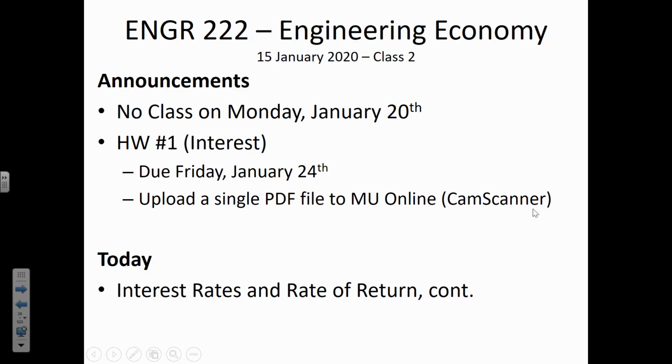Anybody tried CamScanner yet? Yeah? Some of the veterans in the back have used it for several semesters now. They know how it works. All right. Well, let me know if you have any questions as you're working through that assignment.